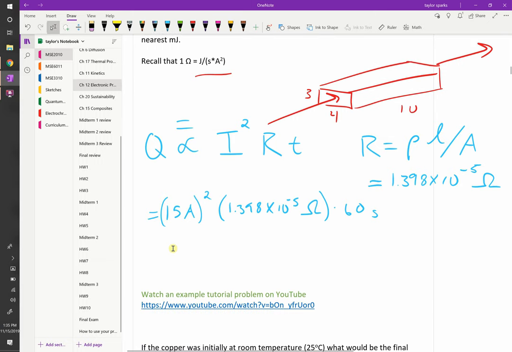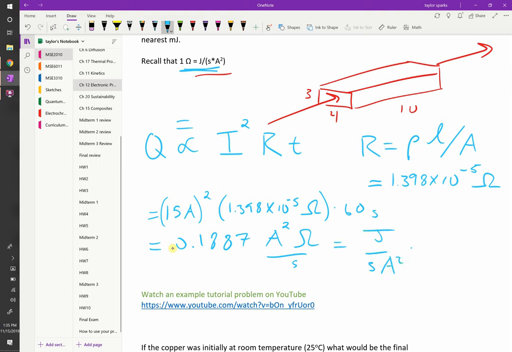When you plug in your units to this expression, you're going to get some number, but what is the number? I get 0.1887 or whatever, right? That's going to have the units of amps squared times ohms per second. And then you just take this relationship here for ohms and you plug it in joules, right? So that means that this is the same as joules per second amp squared multiplied by amps squared per second. Wait, am I missing something? I'm multiplying time, sorry. Times time. So then you get these things cancel out, and you just get joules.